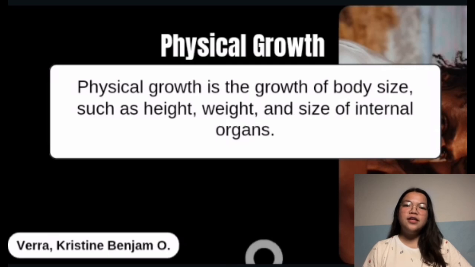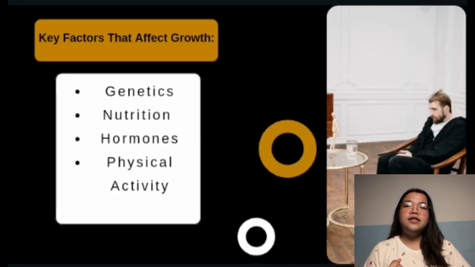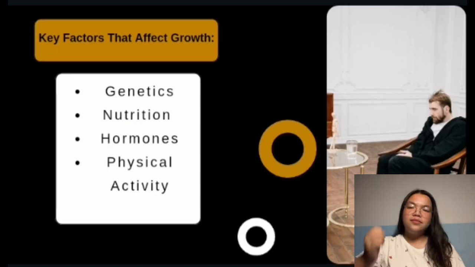Physical growth. Physical growth is the growth of body size such as height, weight, and size of internal organs. Growth happens from birth to adulthood, but it doesn't occur at a constant rate. Some periods like infancy and puberty experience rapid growth.